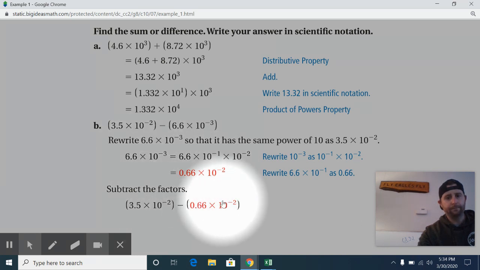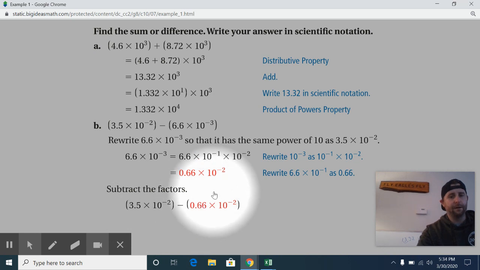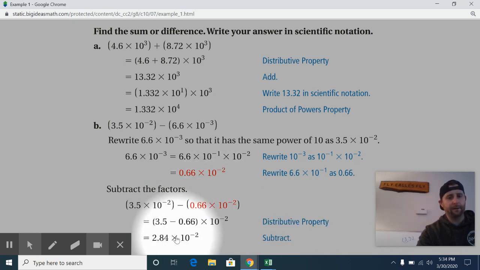Okay, now that I have my numbers with the same powers of 10, I can now just subtract the factors. All right, remember the factors are 3.5 and 0.66. So I'm going to subtract those. That's going to give me 2.84 times 10 to the negative second. Now this problem is different, right? Because in the end, I end up with a number that's greater than 1 and less than 10. So my answer is already in scientific notation this time, okay? I didn't have to change it around at all at the end, all right? I had to change it at the beginning to get these powers to be the same. But at the end, I end up with a number that's greater than or equal to 1 and less than 10 as my factor. And then I have my exponent here for my 10. So I'm done there, okay?